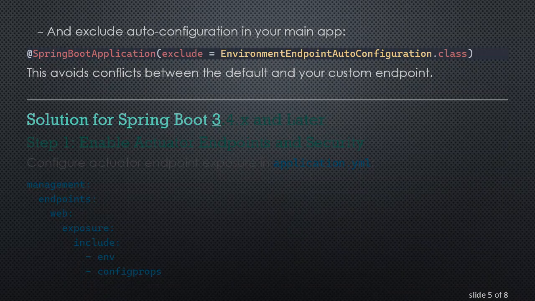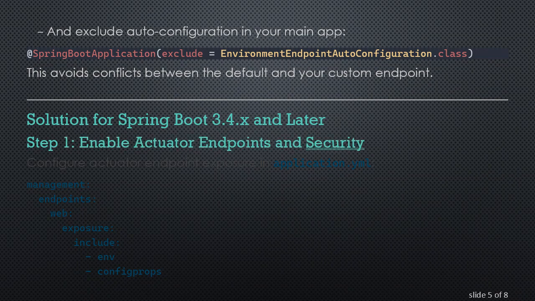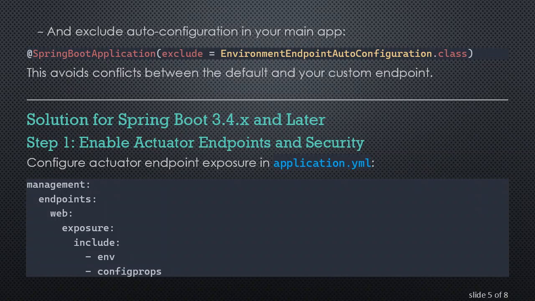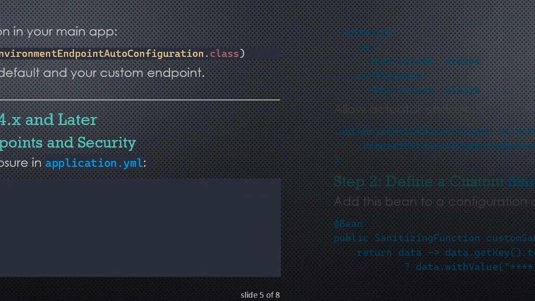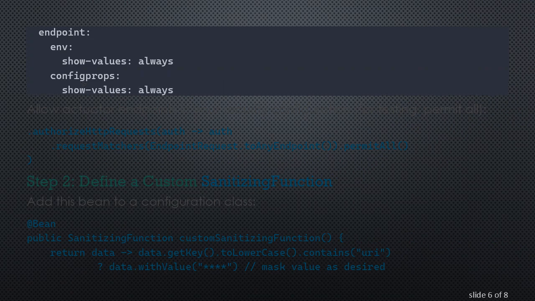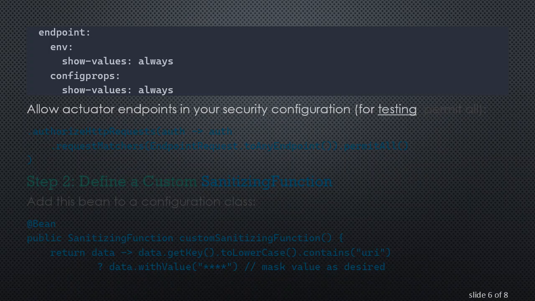Solution for Spring Boot 3.4.x and later. Step 1. Enable Actuator endpoints and security. Configure Actuator endpoint exposure in application.yml. Allow Actuator endpoints in your security configuration. For testing, permit all.